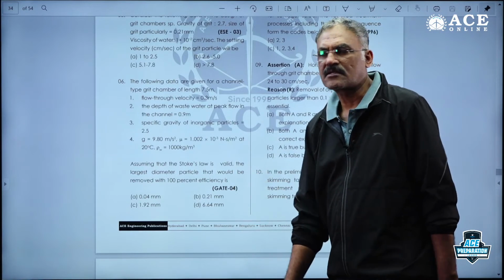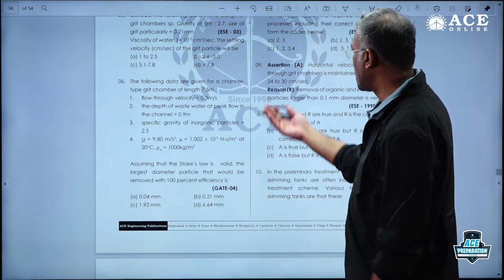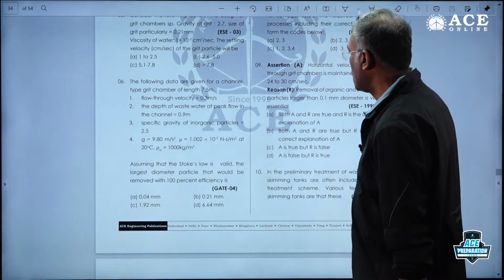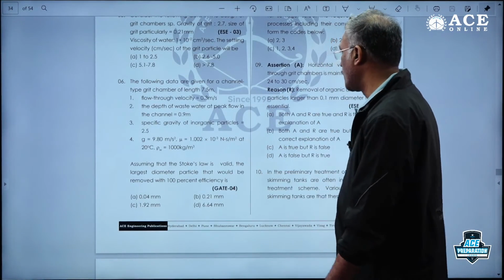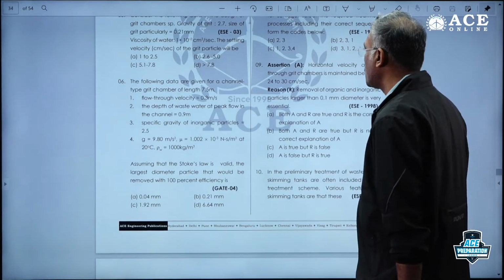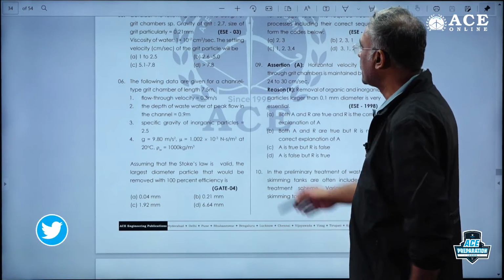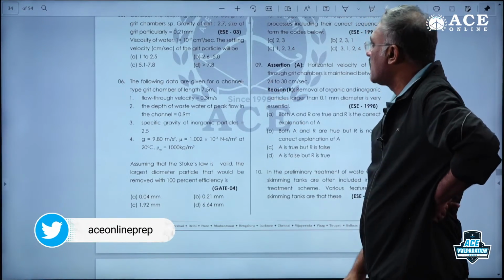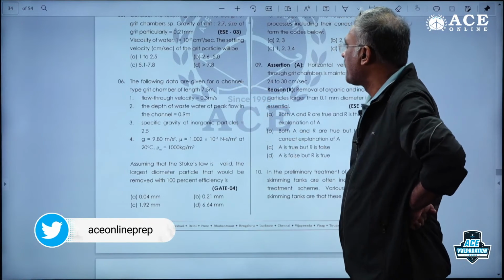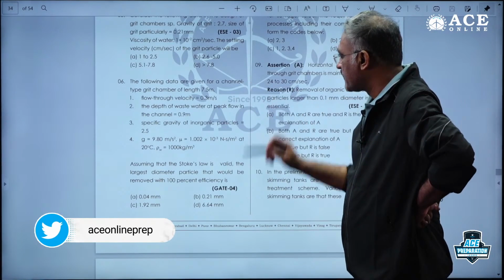That's how they ask questions. So what you need to do, here everything is given. You need to work out just what is the diameter of the particle that is removed 100%. Let us solve this question. So what is given is the length of the grit chamber is given as 7.5, flow through velocity is 0.3, right? Depth is given as 0.9.